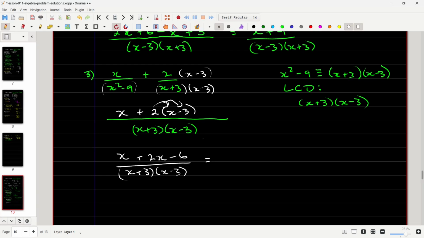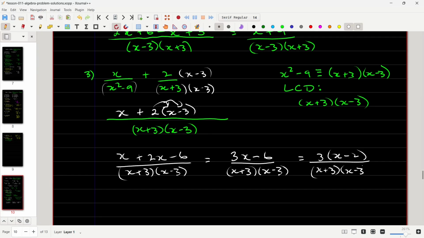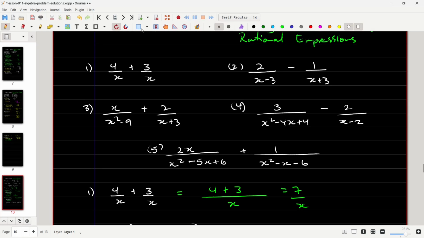And we will go about writing this as, what is this, 3x minus 6 over x plus 3 into x minus 3. I can try and factorize the top and get 3 into x minus 2, and then x plus 3 into x minus 3. And if this here on top was an x minus 3, I can just simply cancel these two, right? But it's not, so I can't do that. This is the simplest answer you can have for this. Let's go on to another one, which is number 4.